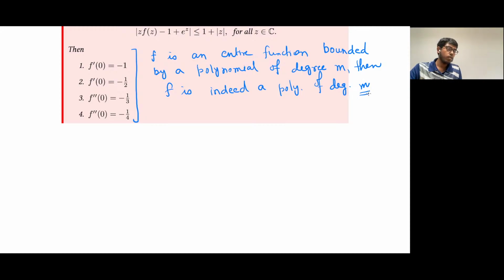Degree. Okay, so this is a very important problem in general. Whenever you have an entire function which is bounded by some polynomial, then that function will indeed be a polynomial. Question 6, why it misses only 4 points, there are other points.